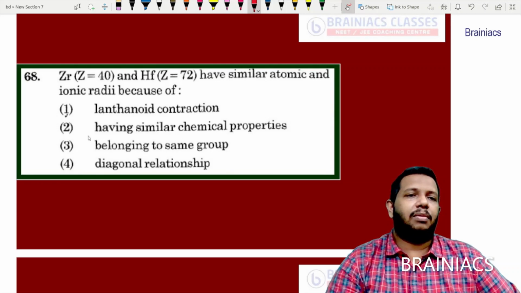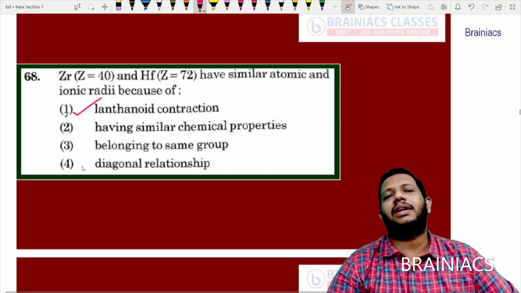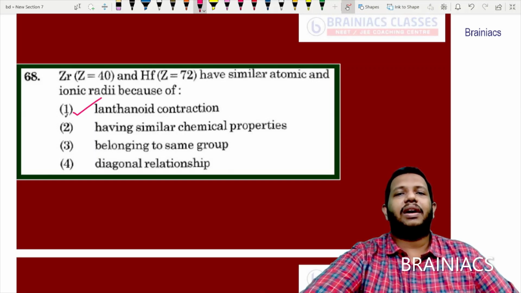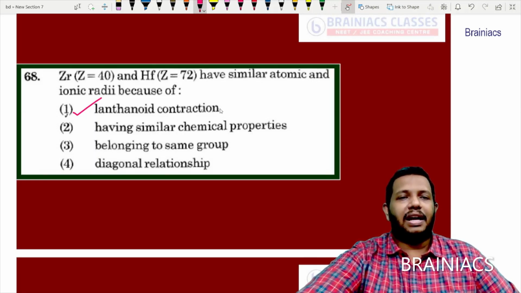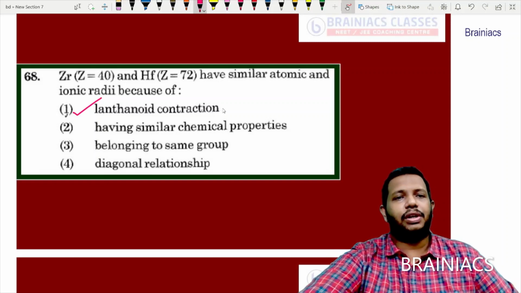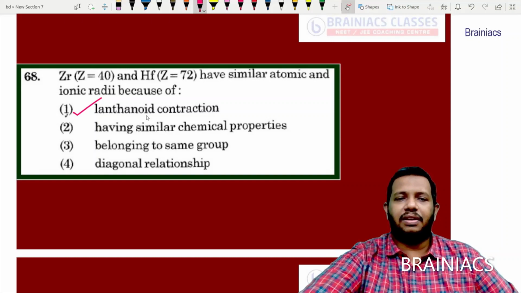So here, nothing more to explain. I could say the answer here is that lanthanoid contraction is the reason why both of them have similar atomic and ionic radii. And the reason for that, shielding, what is the effect of shielding, everything is explained in our lectures, so it's a cakewalk.